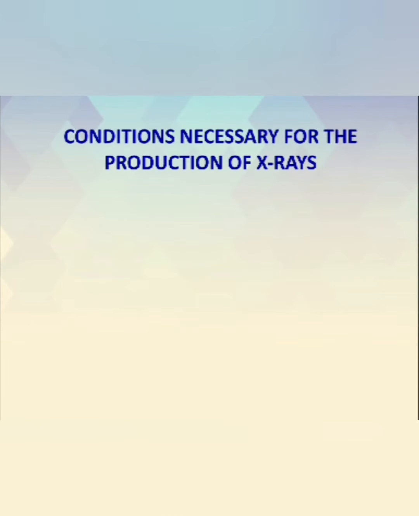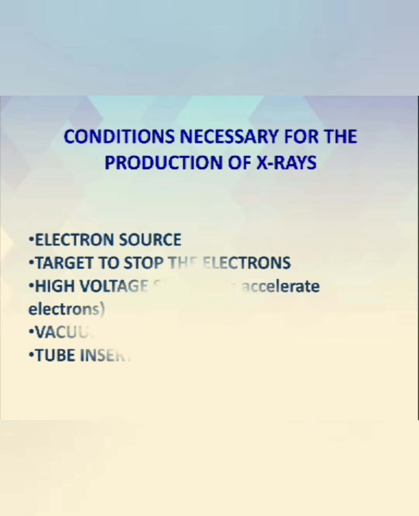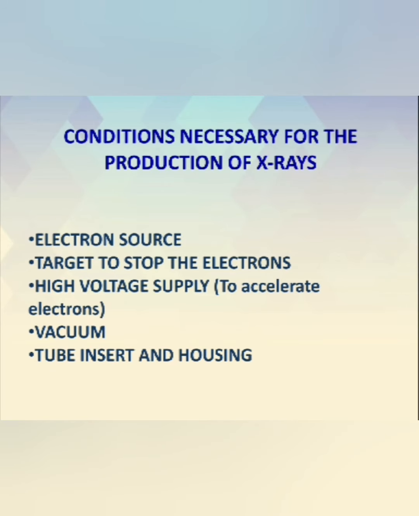What are the conditions necessary for the production of X-rays? So for X-ray production, we need an electron source. In the X-ray tube, the tungsten filament acts as an electron source. Then we need a target, which is the anode, in order to stop the electrons. Thirdly, we need a high voltage supply so as to accelerate the electrons. Then, one of the most important things is that you need to maintain a vacuum condition inside the X-ray tube.